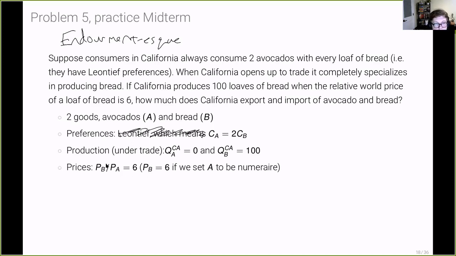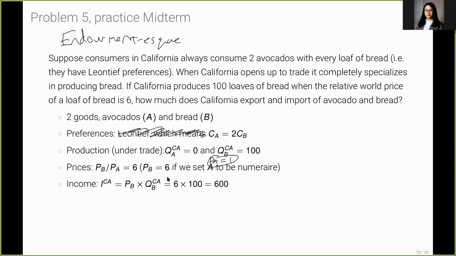We're told that relative prices are PB over PA equal to 6. For simplicity, I'm just going to set PA equal to 1. Even if you don't set PA equal to 1, the units will just disappear and it'll look a little prettier, but all of the steps are going to be exactly the same regardless. So that's not really an important step, but I'm going to do it just to make things look a little bit cleaner.